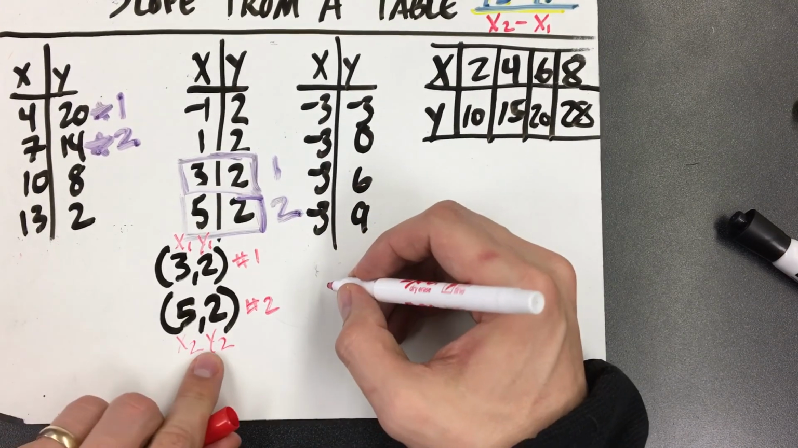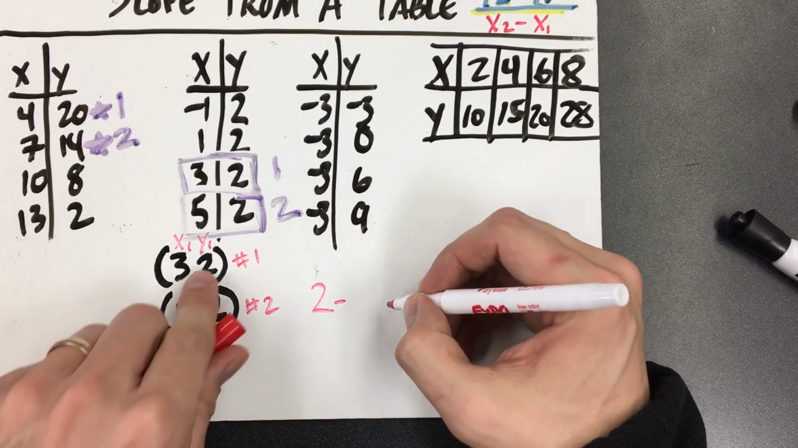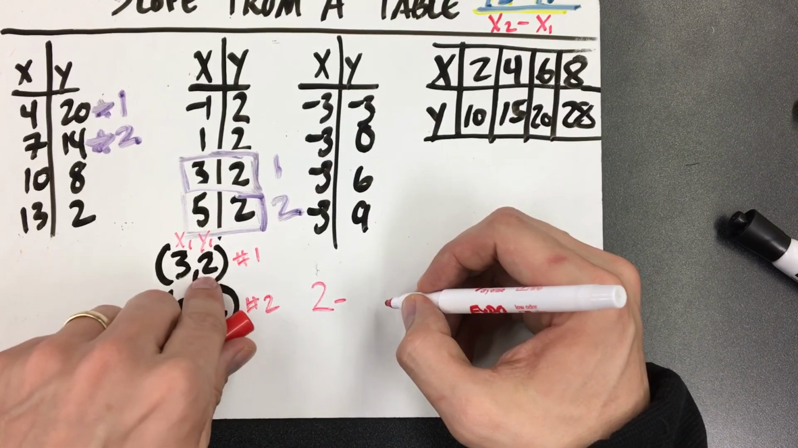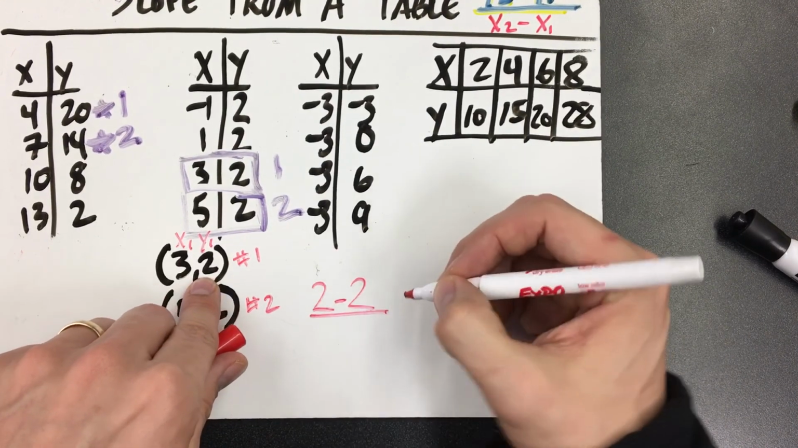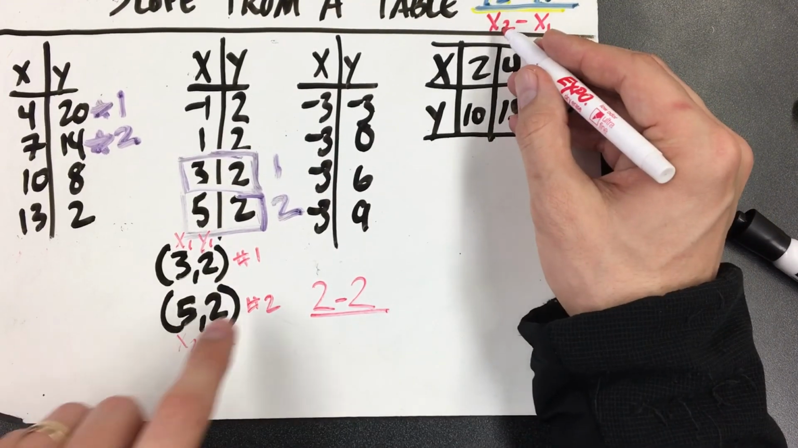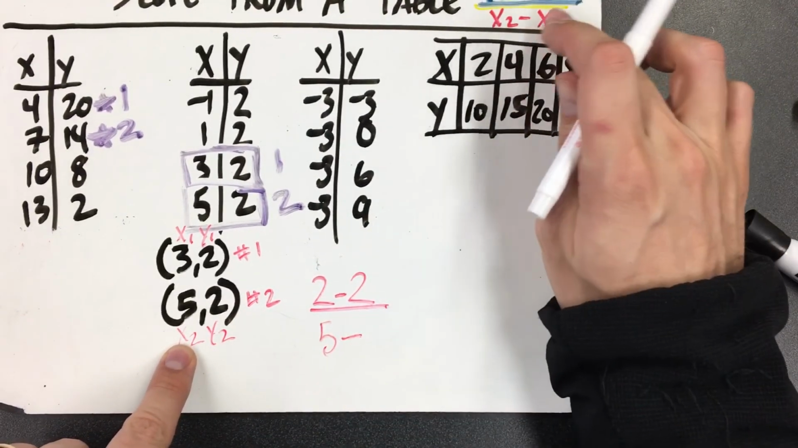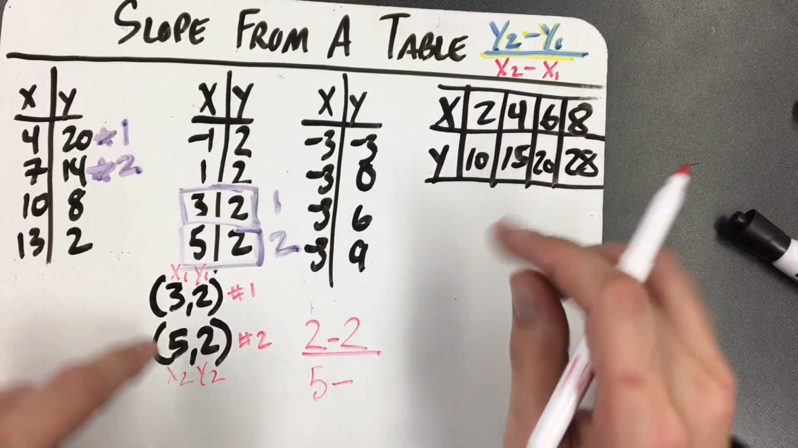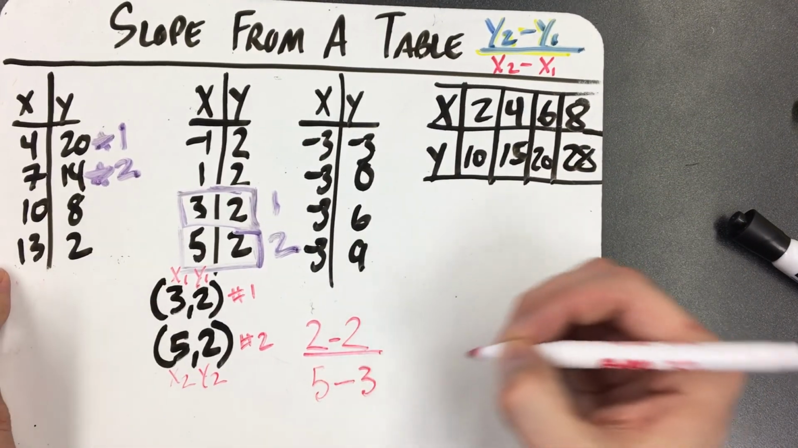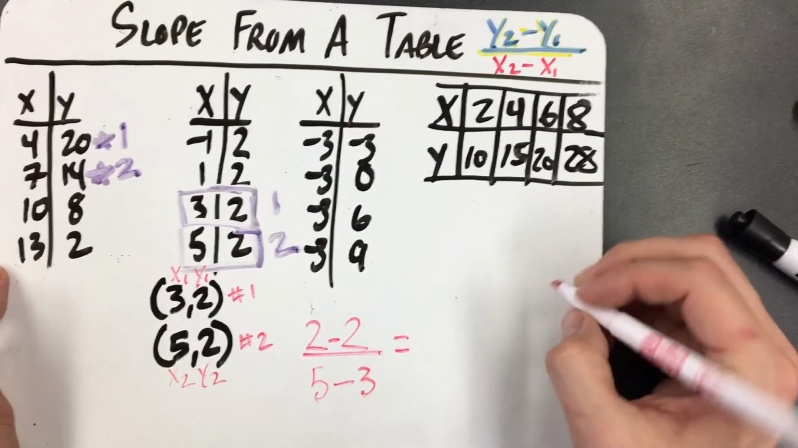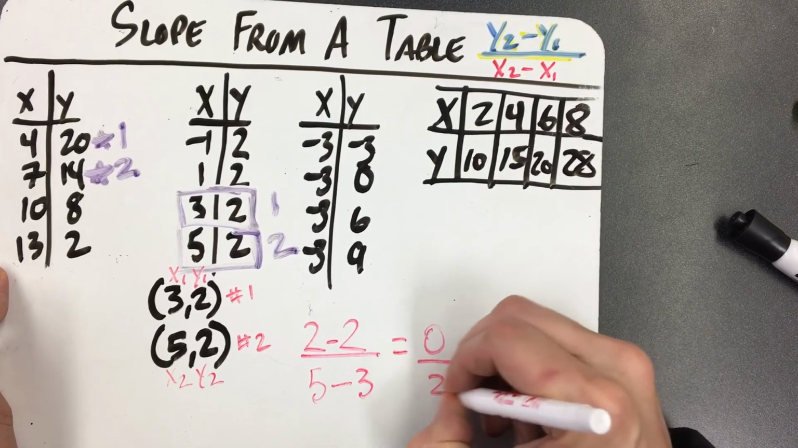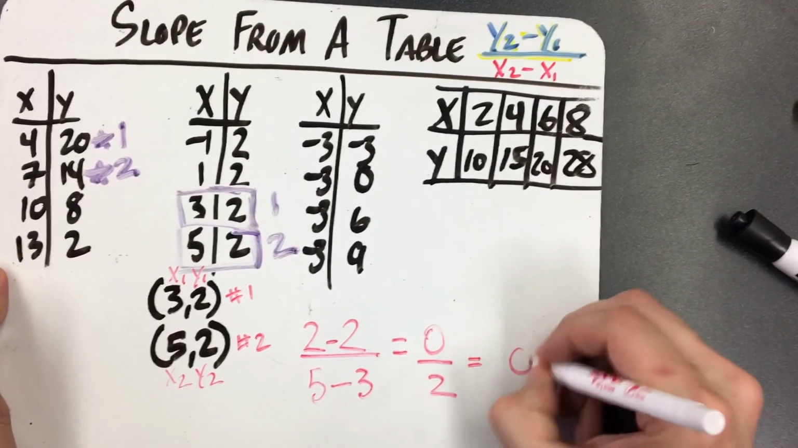The y from point number 2 is right here. The coordinate from point number 1 is right here. Then on the bottom, the x from number 2's x is right here, 5, minus x1. The x from number 1 is 3. And look what you get. You get 2 minus 2 on the top, which is 0. 0 over 2, that is the same thing as 0.